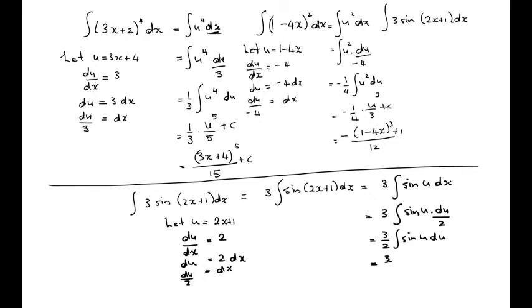So then that's 3 over 2. The integral of sine is negative cos. But I need to replace that by whatever u was, 2x plus 1. I'm going to put the negative sign right out the front. And 2x plus 1 plus c.